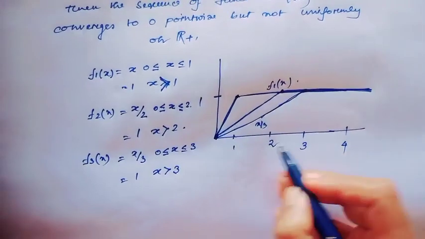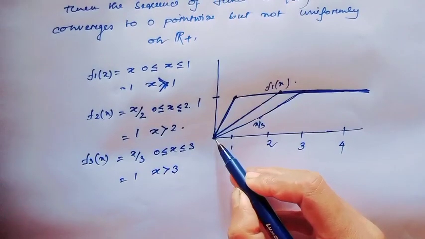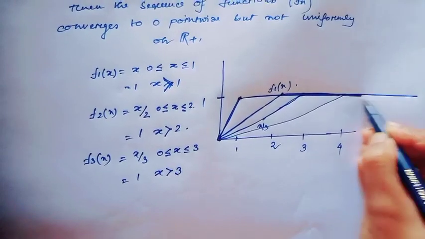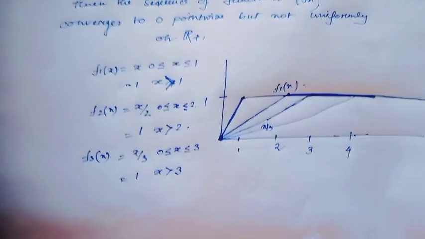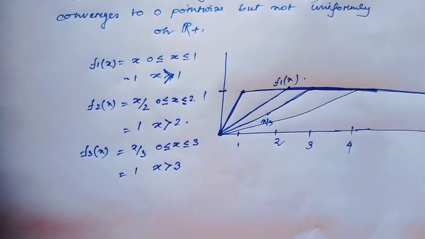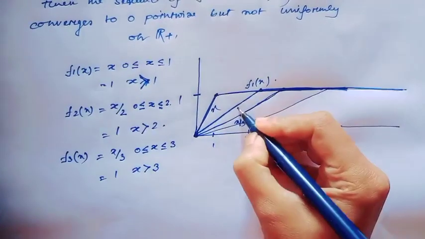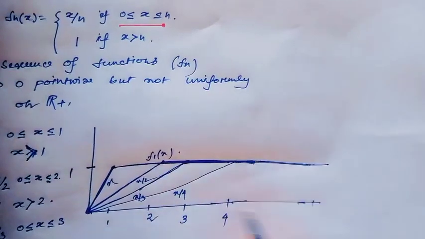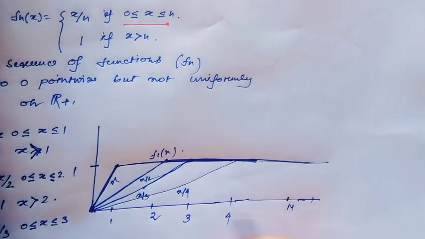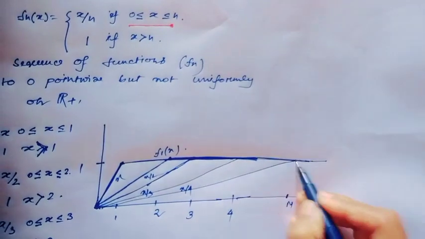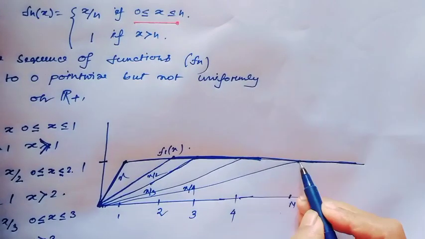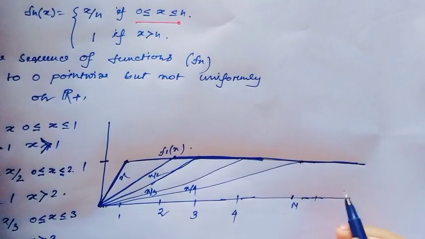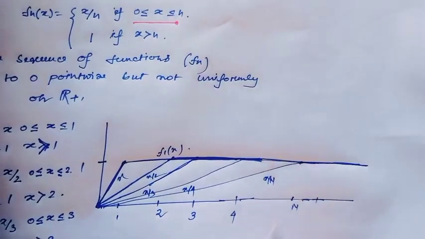Similarly, f_4(x) would be x over 4 at first, then this would be 1. I hope all my viewers have understood this graph. That means this is x over 2, this is x over 3, this is x over 4. Similarly, for large n, this would be x over n, and after this it would be 1. Have you understood this picture? I hope all my viewers have understood it.